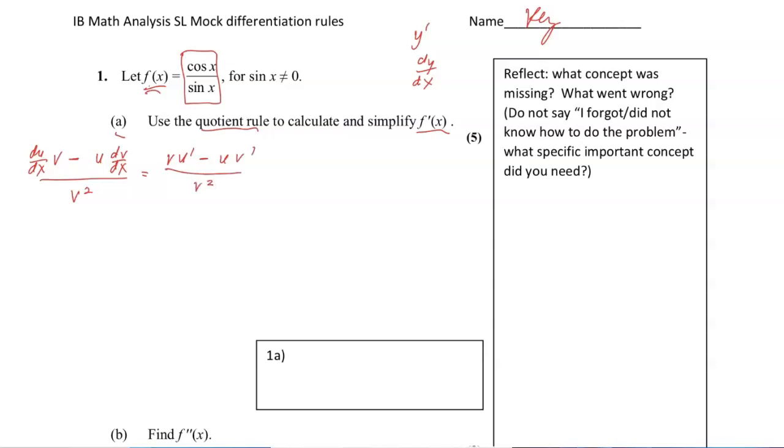Okay. I usually write it with the dashes because it's quicker. But don't get intimidated by the fact that there are these little x's here. The x just means they take the derivative with respect to x, which almost 100% of the time we do.